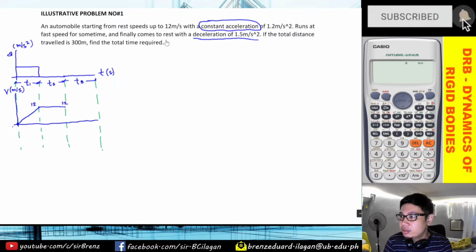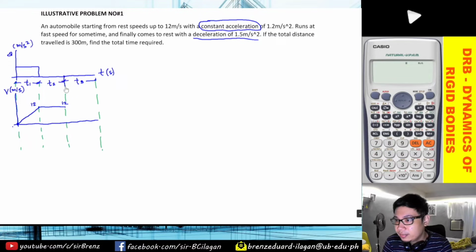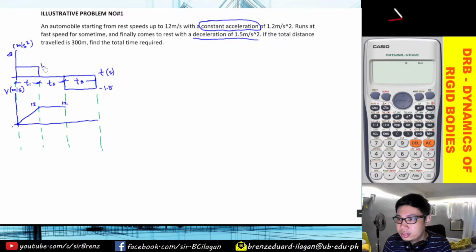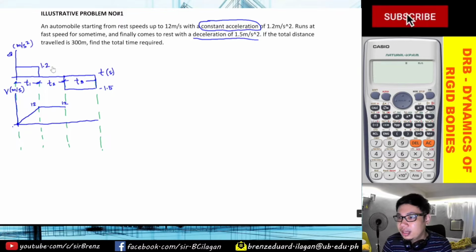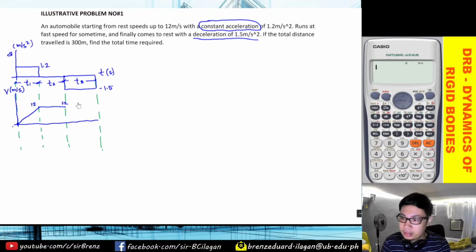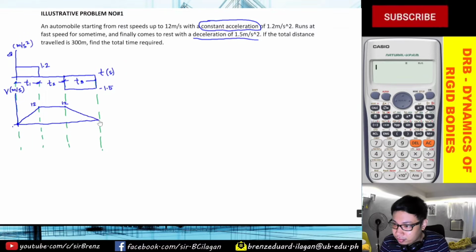Then, finally, it comes to rest with constant deceleration, with a deceleration of 1.5 meter per second squared. Meaning at this point, nasa ilalim siya kasi deceleration na, or negative value siya. So, this is negative 1.5. Itong una, ano ba yun? 1.2. So, this is 1.2. Okay, so it comes to rest. Meaning, yung final velocity niya nung ma-reach niya yung T3 will be 0.